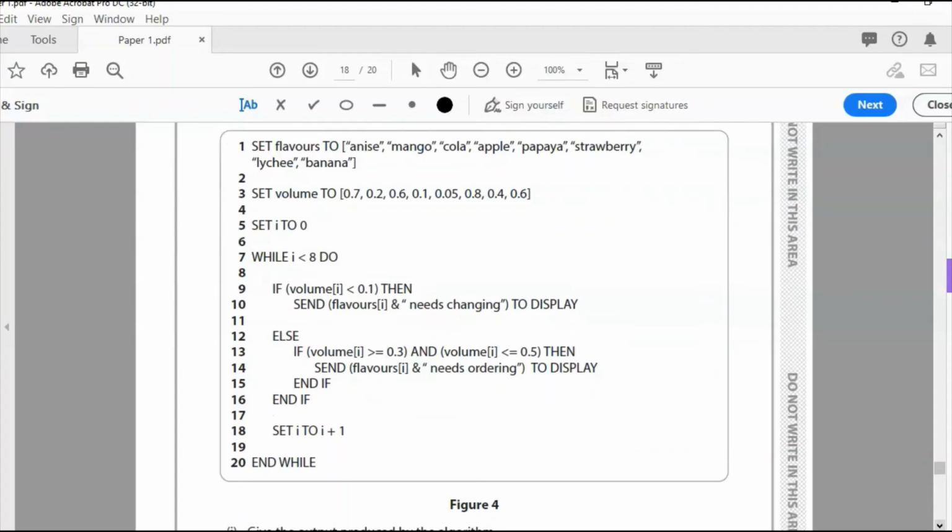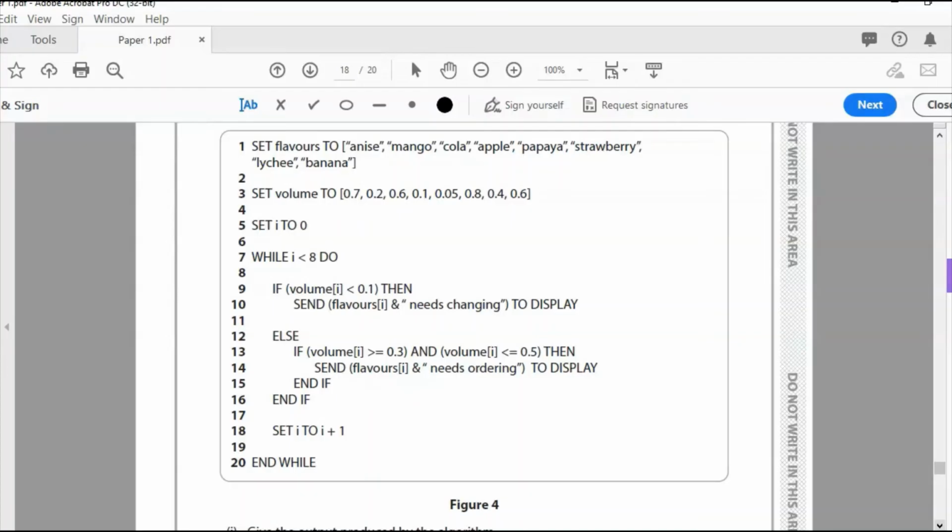So we've got set flavours to anise, mango, cola, apple, papaya, strawberry, lychee, banana. So that is an array. Underneath that in line 3 we've got volume, another array, set to 0.7, 0.2, etc. We've got a variable called I, which we set to 0, and while I is less than 8, do. Now, there are 8 flavours, so I is less than 8. And remember, array indexing starts at 0, so we set I to be 0. So we start with anise.